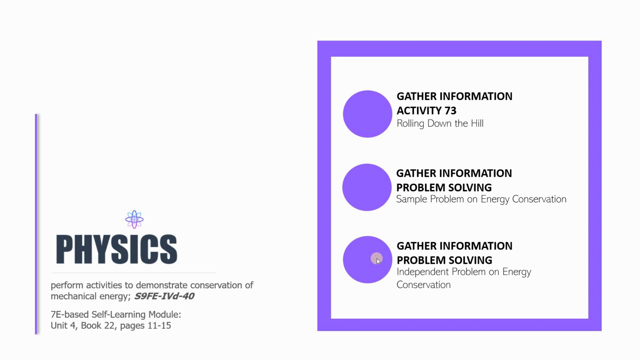This is Sir CJ, and in this session, we are going to be doing the following parts. The first one is under Gather Information, Activity number 73, Rolling Down the Hill. The second part is still under Gather Information. It's a problem solving activity where we are going to have a sample problem on energy conservation. And the last part of this session will be still under Gather Information, where you are going to be given your own problem which you will be solving independently.